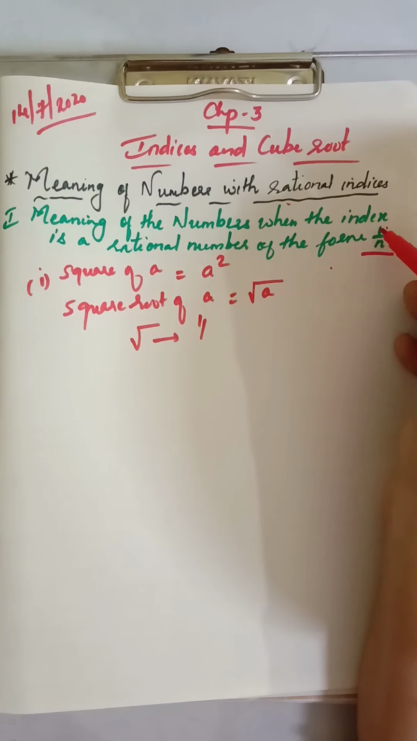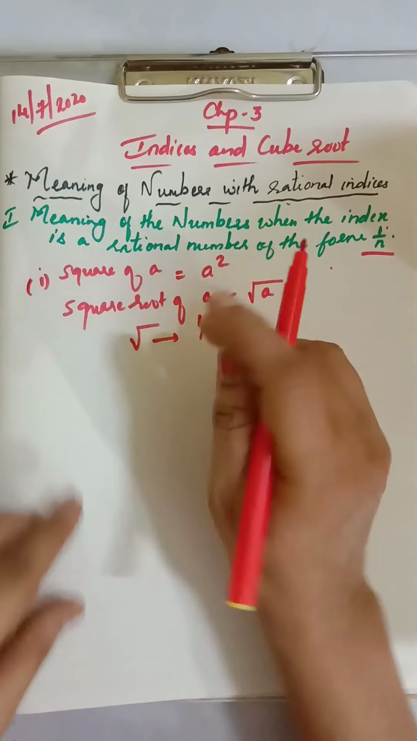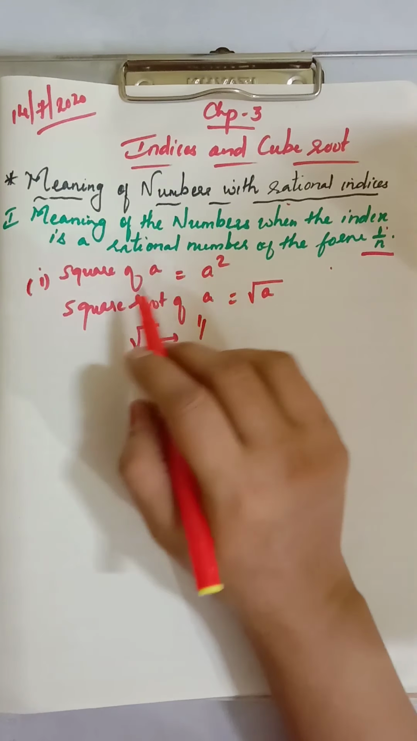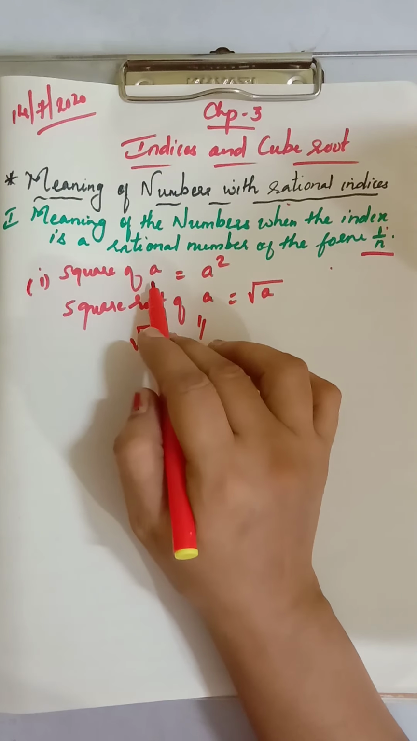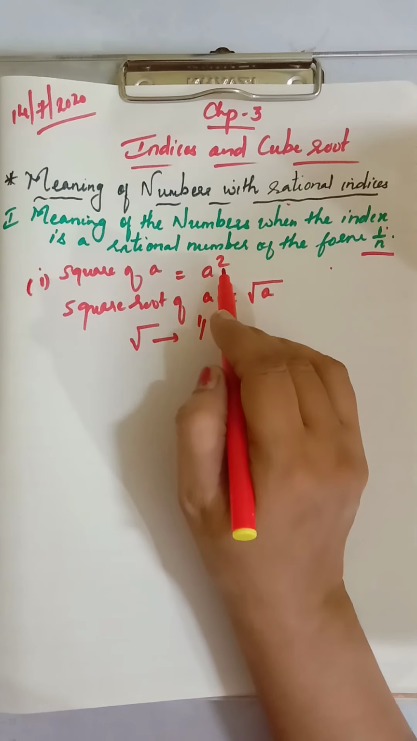1 upon n can be 1 upon 2, 1 upon 3, so the value of n can be 1, 2, 3 till infinity. Okay children, so 1 upon 2, 1 upon 3, 1 upon 4. Now last year we had learned to write the square of a number. Suppose we have to write the square of a, how would we write it? That is equal to a square.